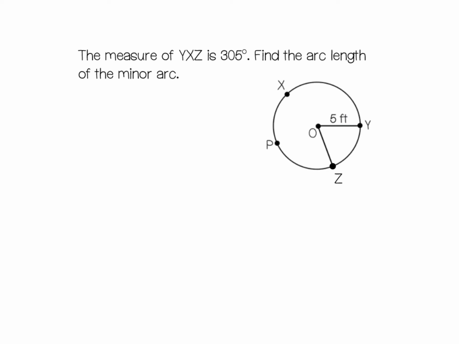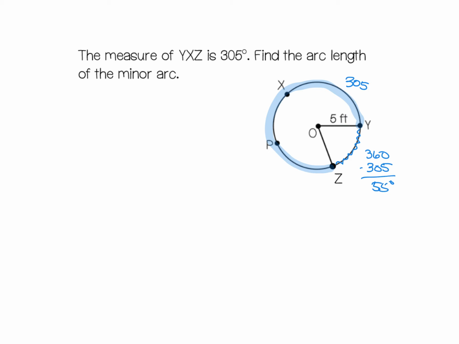For our last example, we're throwing in some vocab that you should know. So what they tell us here is that the measure of arc YXZ is 305 degrees. So that's a major arc because we've got our 3 letters. So here's Y, X to Z, and I know that that is 305. So then to find this missing arc measure, we would take 360 minus 305, and that's 55 degrees for the arc measure.